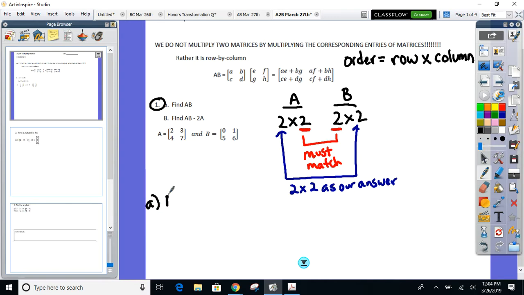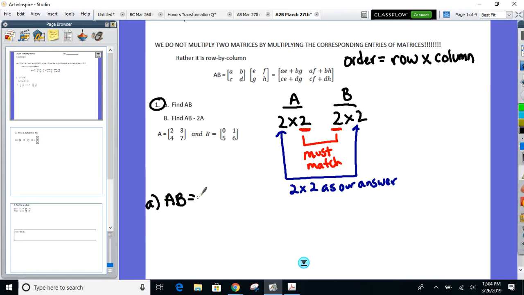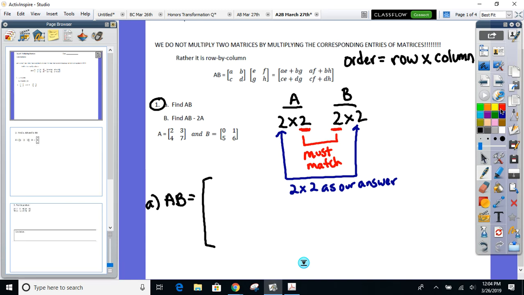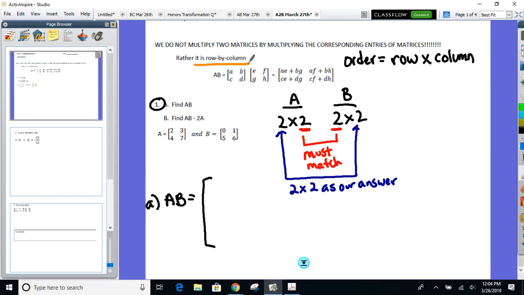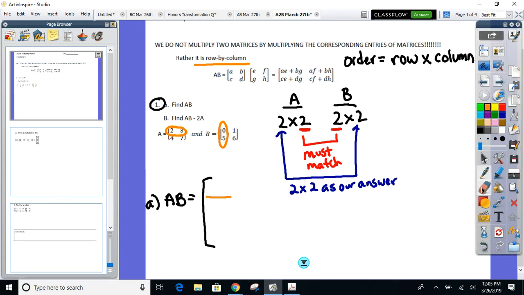So part A asks us to find matrix A times matrix B. All right, here comes the new stuff. When you multiply a matrix, again, I said this at the beginning, you just don't multiply the corresponding spots. Take a look up above. You have to do row by column. So in this case, I'm going to do row 1 times column 1. That will only result in one number in the matrix, that number right there. So how do I get that number?